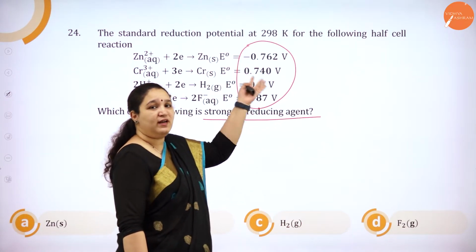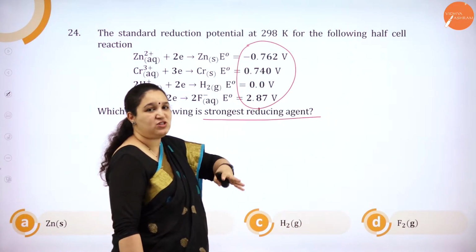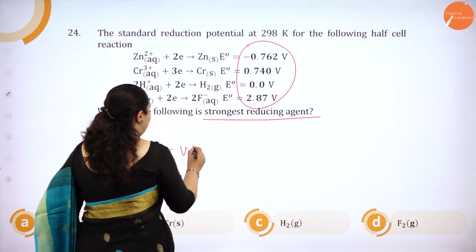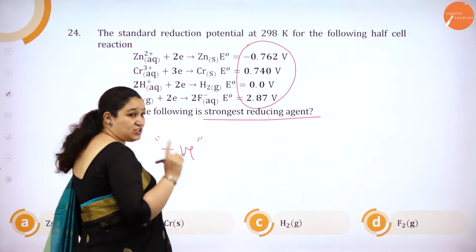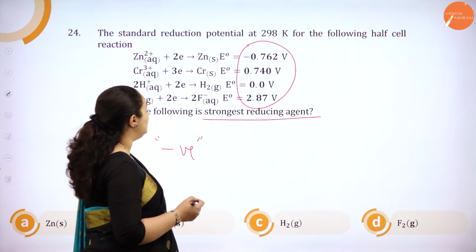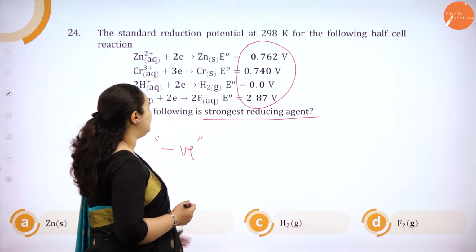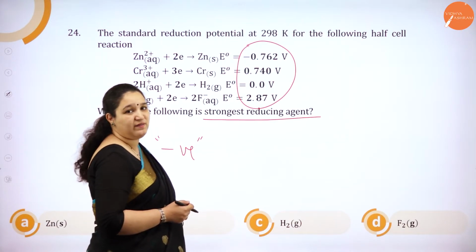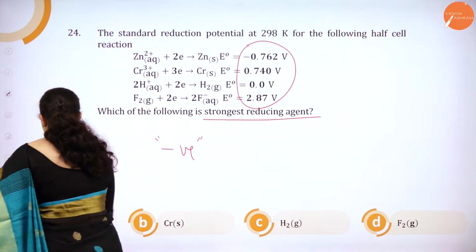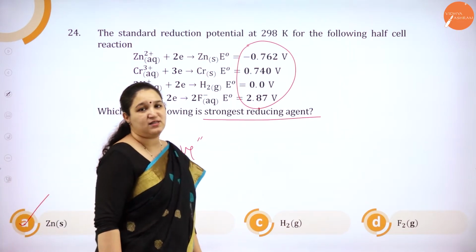More negative reduction potential, it's a very strong reducing agent. What is it? More negative value of reduction potential, then it is a very strong reducing agent. So which is the most negative one? We have only one which is negative, 0.762 volt, which is for zinc. So it is option A is the correct answer.